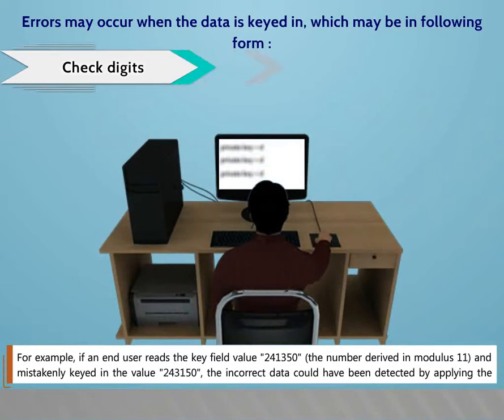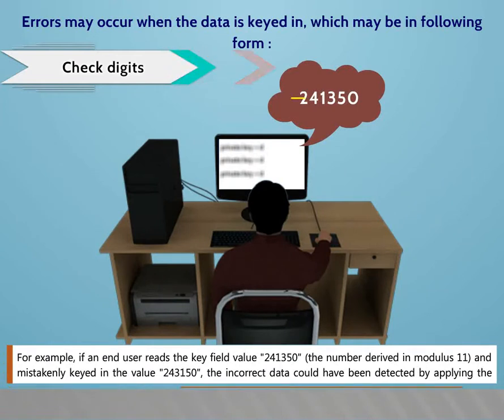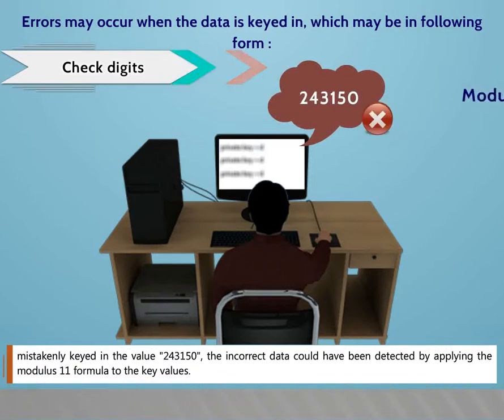For example, if an end user reads the key field value 241350, the number derived in modulus 11, and mistakenly keyed in the value 243150, the incorrect data could have been detected by applying the modulus 11 formula to the key values.